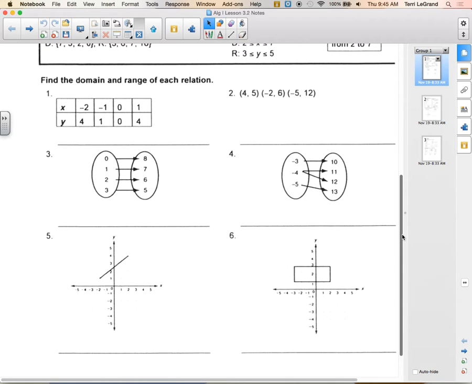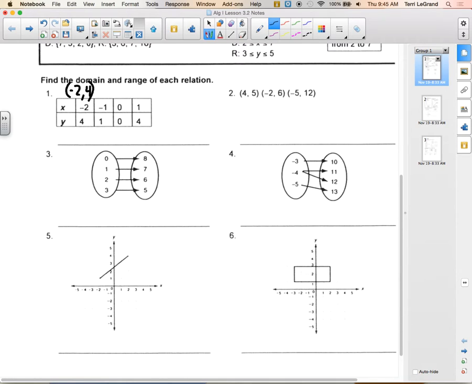Four. There are actually, even though they're not written as ordered pairs right now, we have an ordered pair right here, -2, 4. That's ordered pair -2, 4. We have ordered pair -1, 1. We have ordered pair 0, 0. And we have ordered pair 1, 4. So we have four ordered pairs that make up this relation.